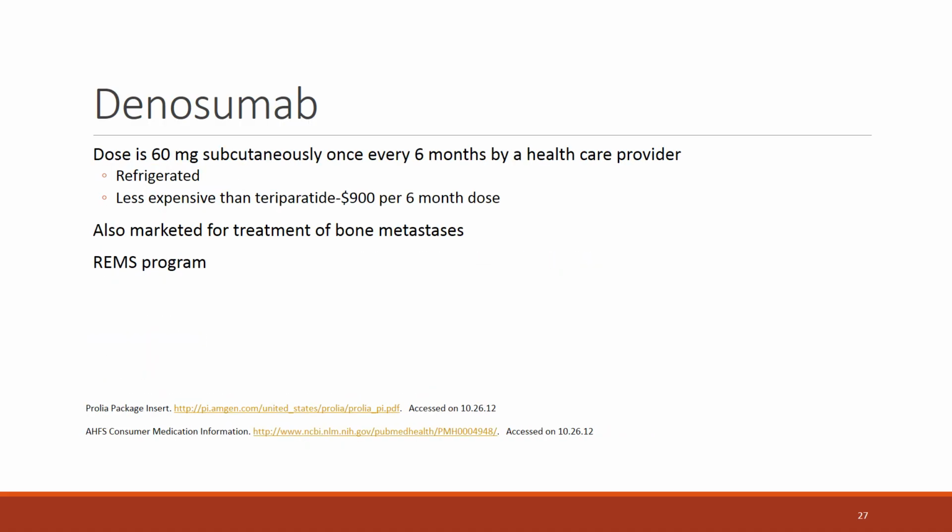It's a subcutaneous dose, and it's done through a doctor's office. It's 60 milligrams sub-Q every 6 months. It needs to be refrigerated. It's less than teriparatide, which is what we'll talk about next.